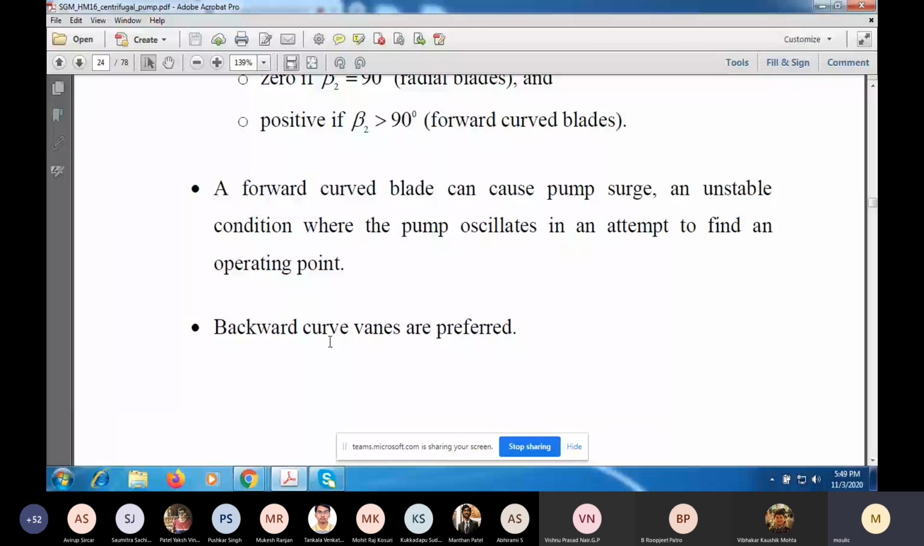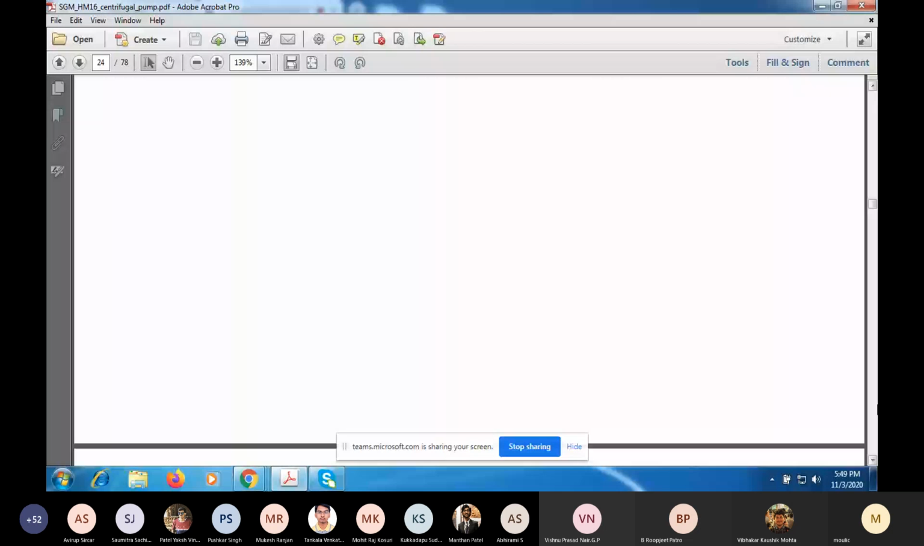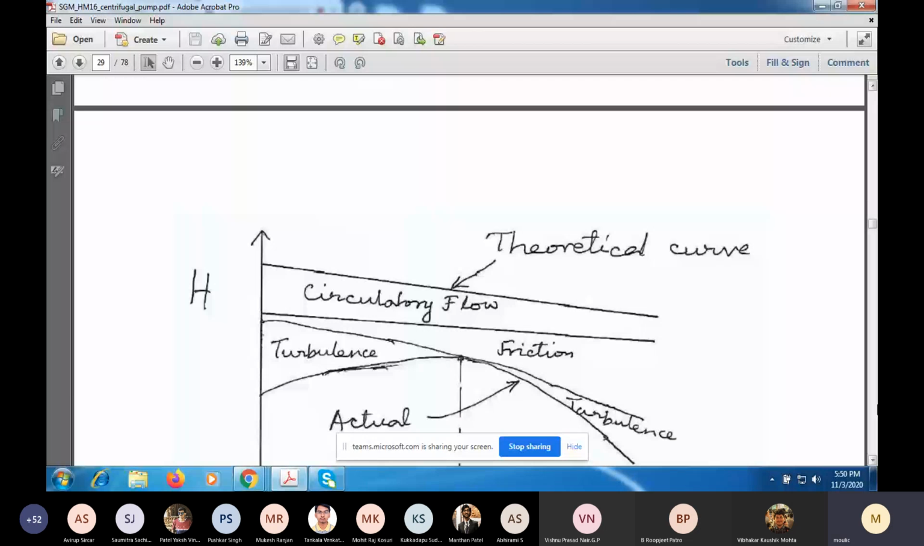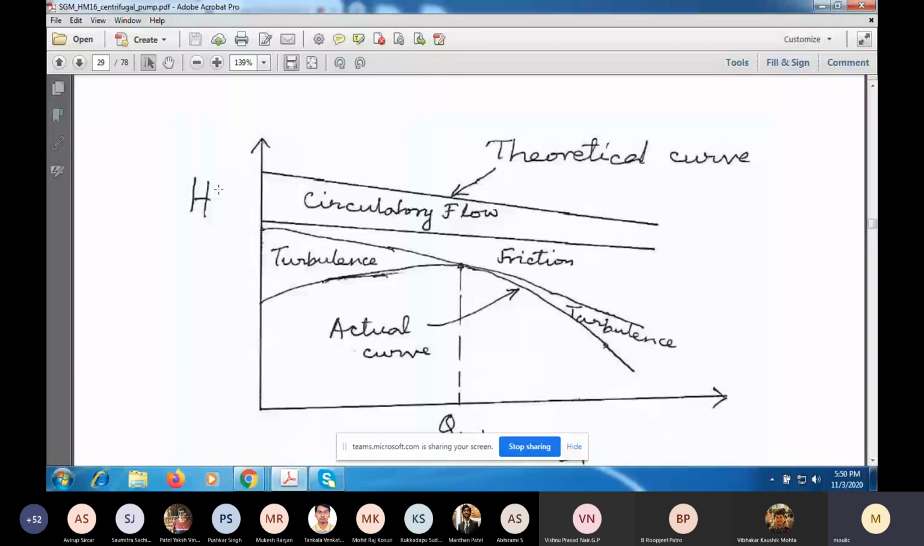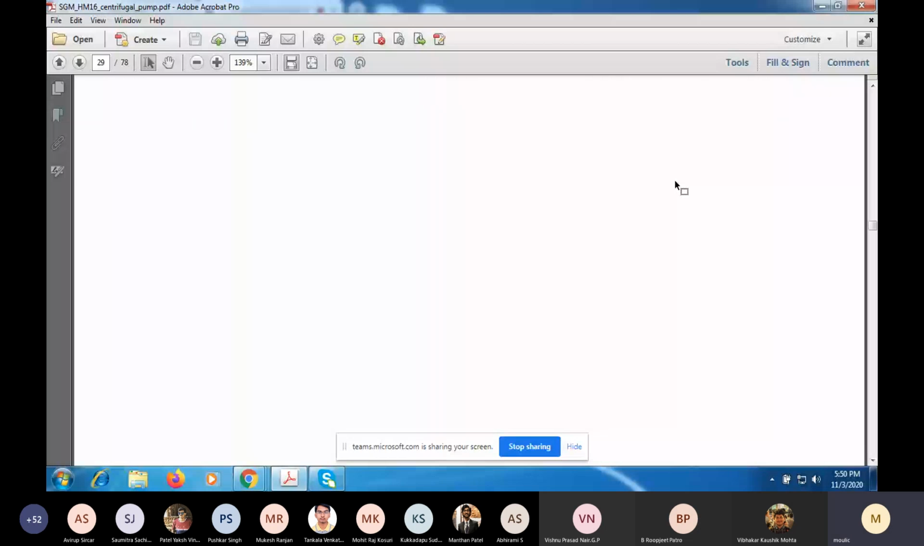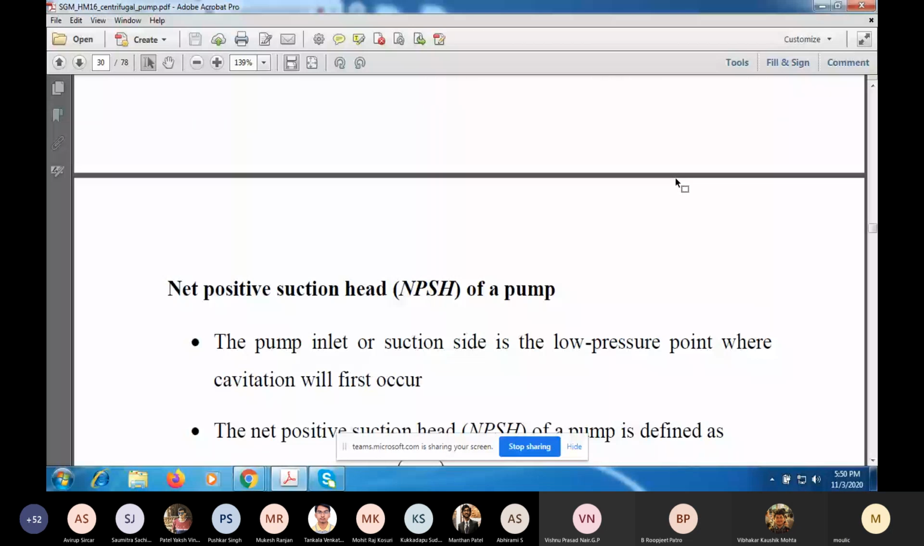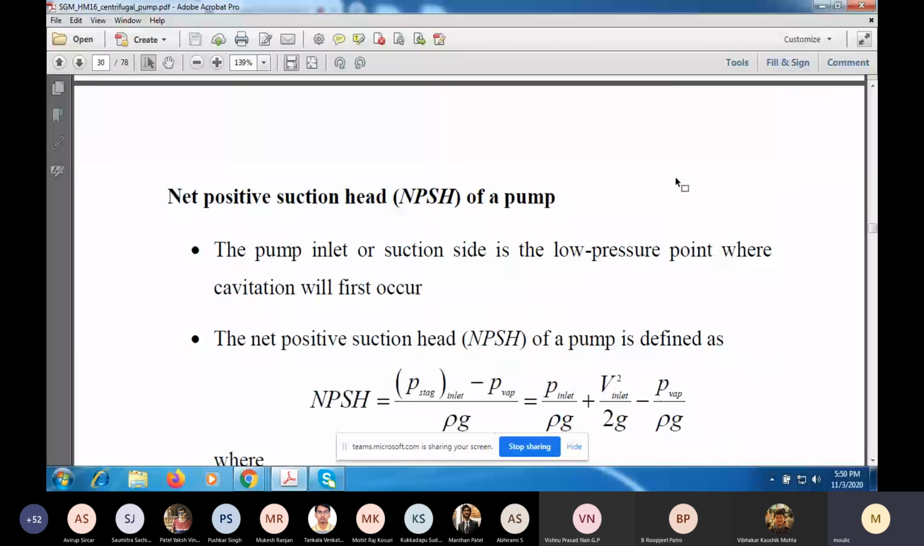So that is why when talking about the actual curve, I've started with a drooping characteristic here for the theoretical curve, which is typical of a backward curved vane. All right, now let us look at a concept called net positive suction head, sometimes called NPSH. So N for net, P for positive, S for suction, H for head.